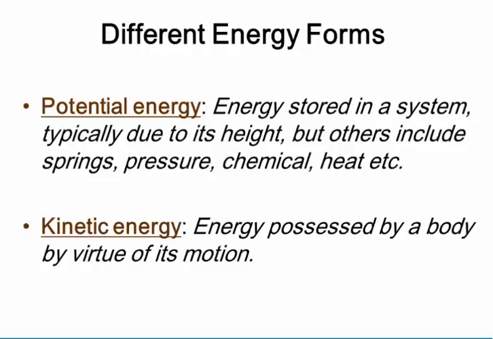Now the other type of energy we look at is kinetic energy. That is the energy possessed by a body, in other words, a mass, by virtue of its motion. In other words, kinetic energy is given by speed. The faster a body is moving, the more kinetic energy it has, and the more potential there is for that energy to be converted into a different type of energy. So that's the two main ones: potential energy and kinetic energy.